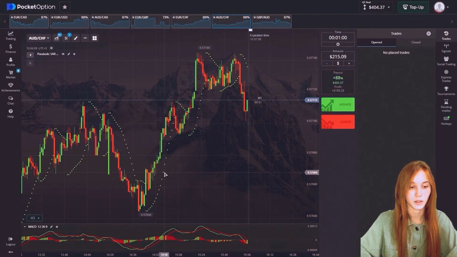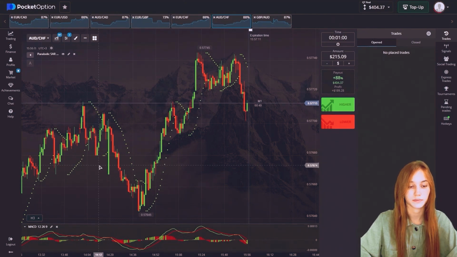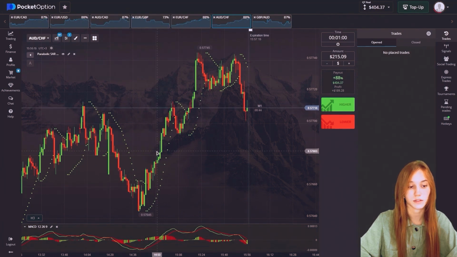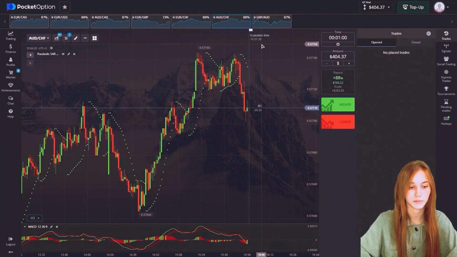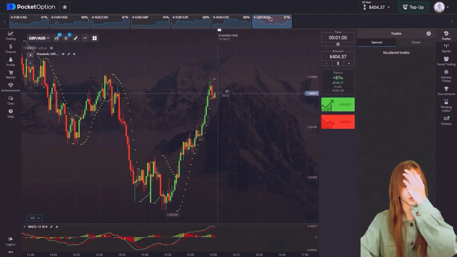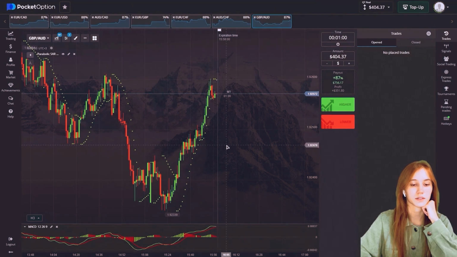So our balance is $44.37. It's necessary for the moment to increase it. We move on to the next concept. Here we are. Let's open down deal and start our technical analysis.